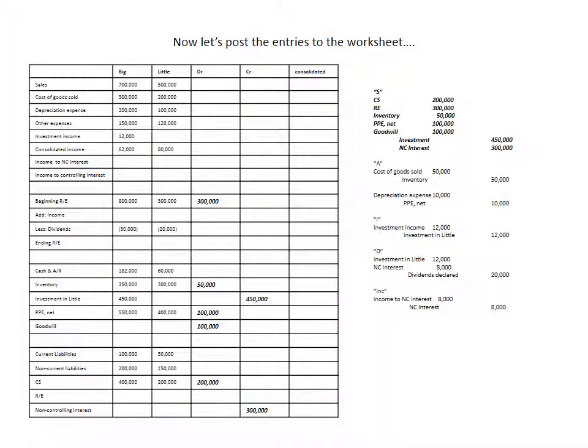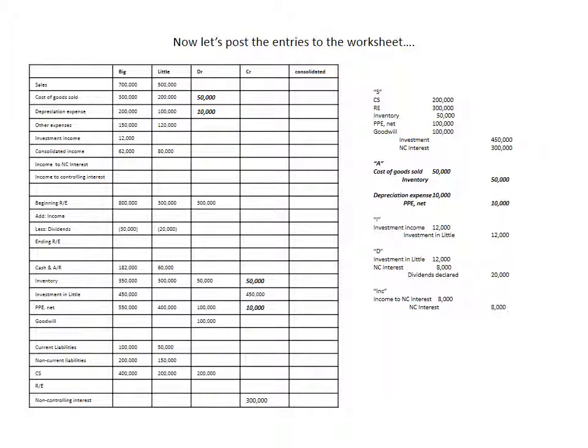First, let's post the S entry. Again, we take the debits and credits from the S entry and put them in the debit and credit columns of the worksheet. Then we take the A for amortization entries and post them to the worksheet. Again, basically, in the S entry, we created 50,000 of inventory. Now we're taking away 50,000 of inventory and debiting cost of goods sold. And we're going to record $10,000 of additional depreciation expense.